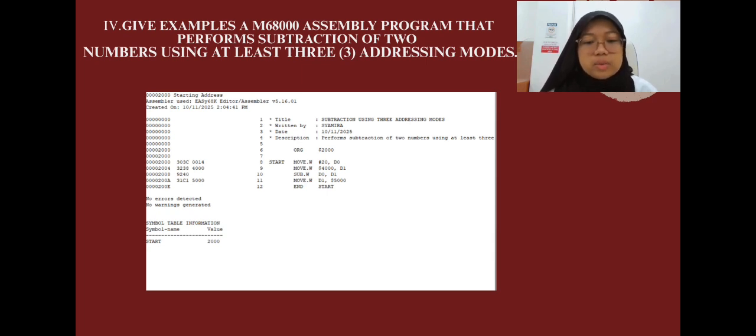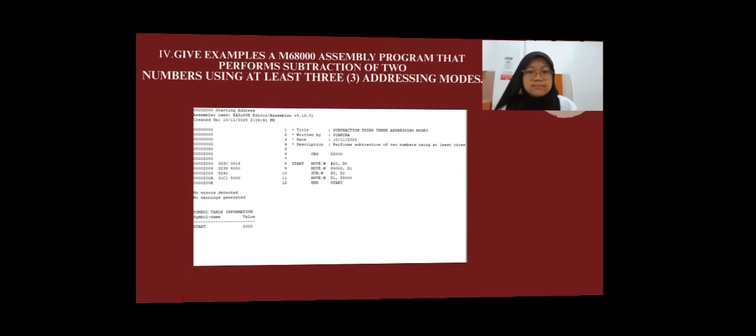After that, I perform subtraction using the instruction SUB.W D0,D1, which means the value in D0 is subtracted from D1. Finally, I store the result at memory address $5000. The program ends with the END statement. The result shows no error, which means the code runs correctly.